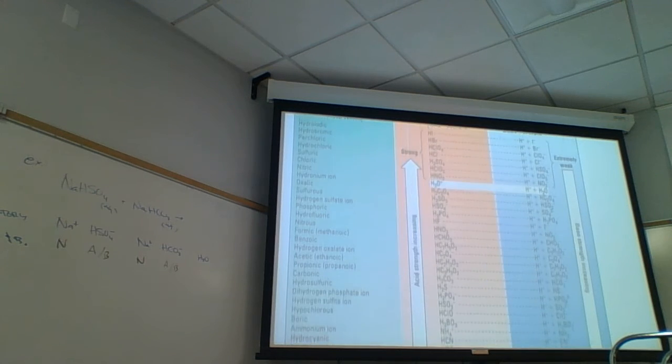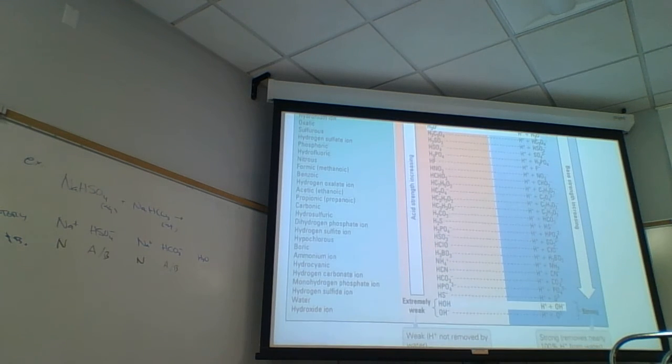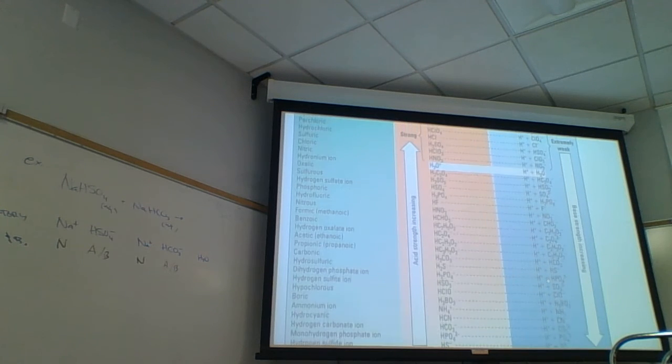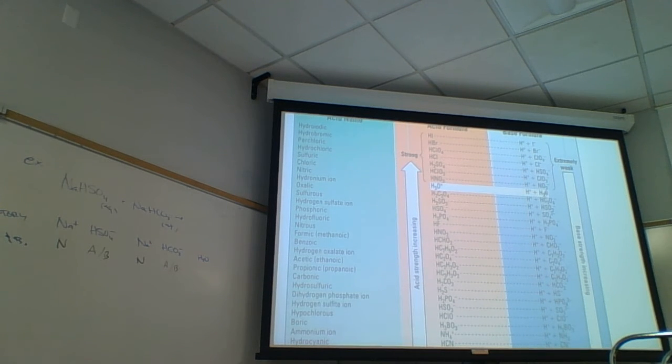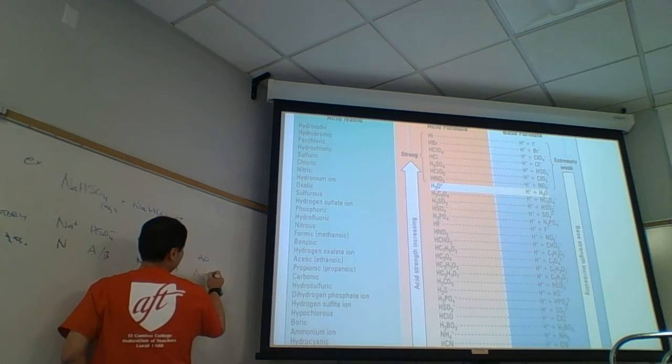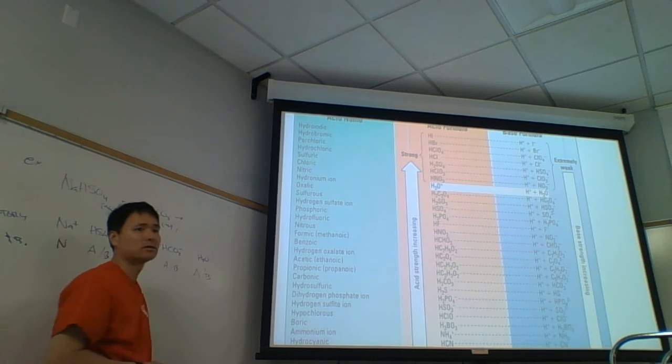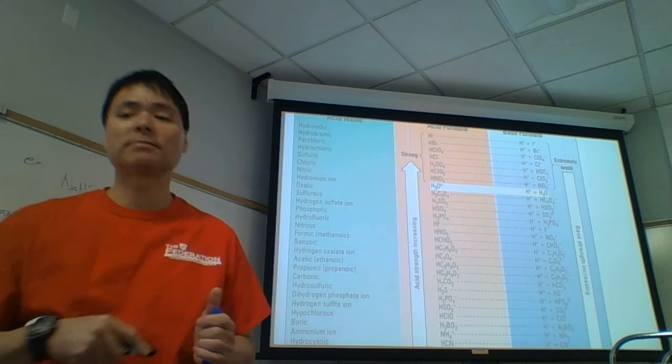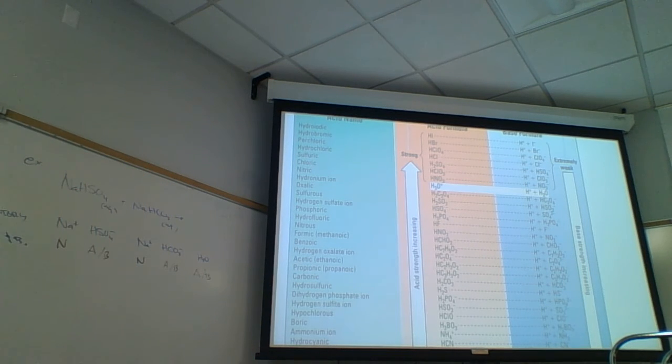You see water on the left side? Right at the bottom here. It's easy to ignore because it's so weak. Do you see water on the right side? Up here. It's easy to ignore because it's so weak. But weakness and strength is a relative thing. So we could be reacting with something even weaker. It's always possible.